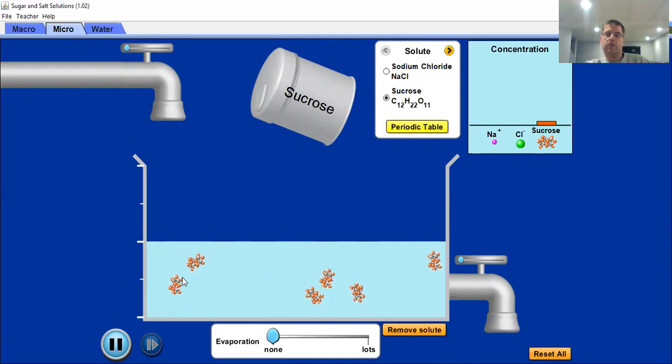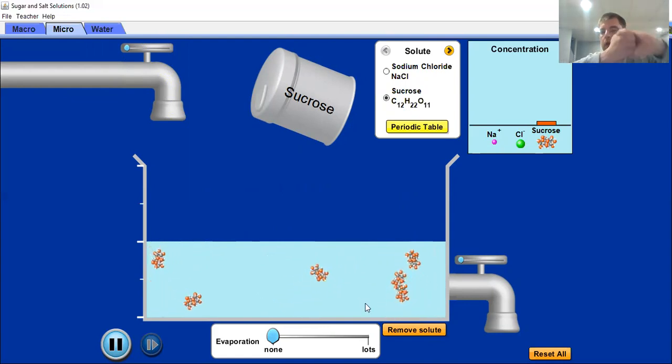The compound stays together. But you see, this stays away from that. They just move around. So they still dissolve, but they still stay as one whole compound. The covalent bonds don't break.